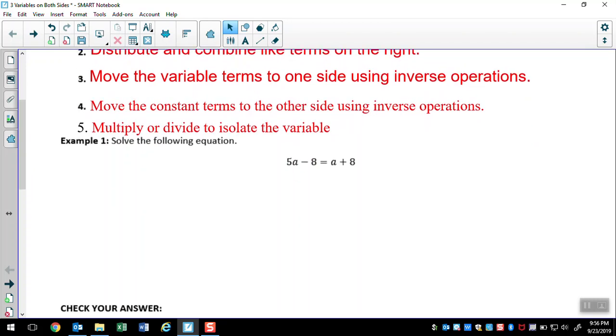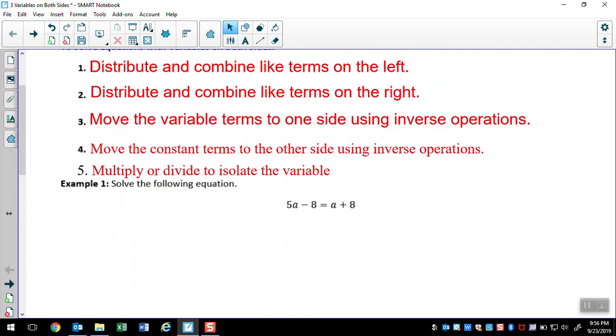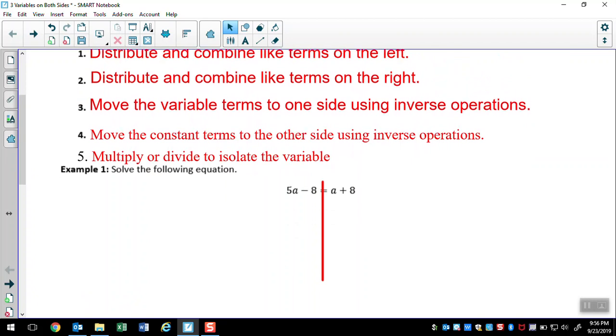Alright, so let's take a look at this first example. This first one doesn't have any parentheses, so that means immediately we can skip the distributing part. We can look for like terms on each side. So if I'm looking at the left side, I have no like terms. If I look on the right side, I also have no like terms. So I can skip those first 2 steps.